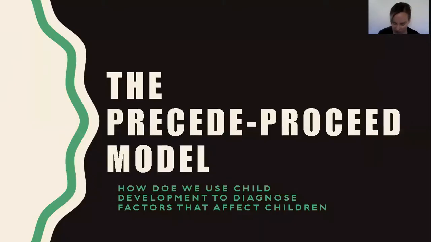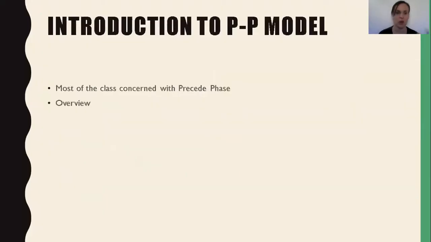So then we're taking this PRECEDE-PROCEED model, and we're looking at how we can use child development to diagnose factors that affect children. Most of this class is really concerned with the PRECEDE phase. When we're looking at the PRECEDE-PROCEED model, it's really just a tool. It's a thing that we can use to help us diagnose health behaviors, or to look at problems at the individual and environmental level and come up with ways that we can change them. So we can affect outcomes by identifying health and community behaviors and changing those. And it's also looking at the methods to diagnose the factors.